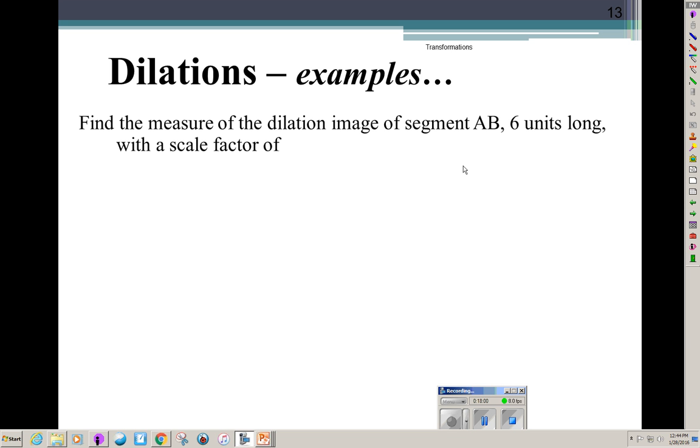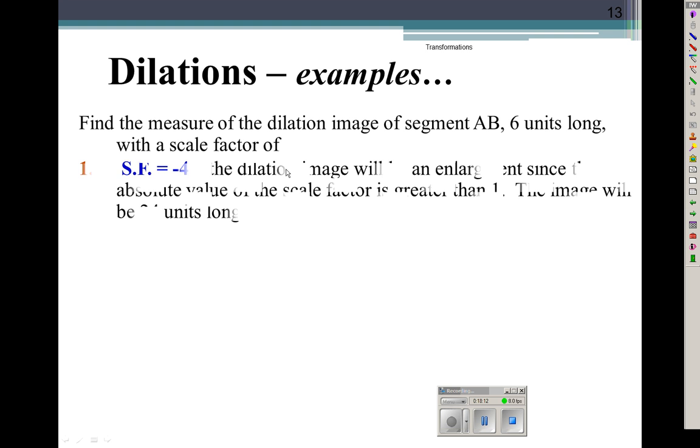Finally, sometimes you want to know measures of segments that are dilated. If you take your original segment AB, it's 6 units long. Then dilate it with a scale factor of -4. Since the scale factor is -4, the absolute value of that is greater than 1. The absolute value is 4, which means that the new segment is 4 times 6, which is 24 units long. Take the scale factor times the original length.